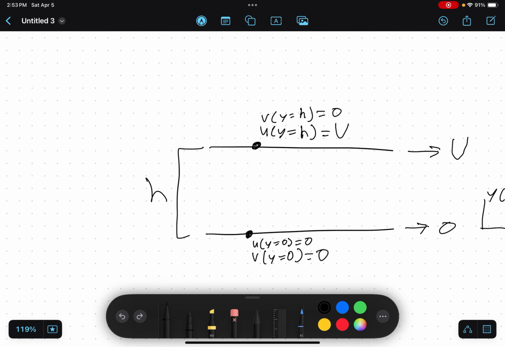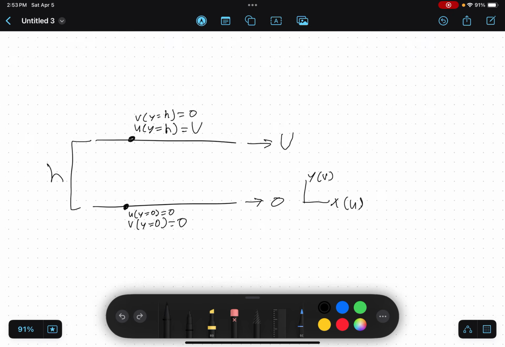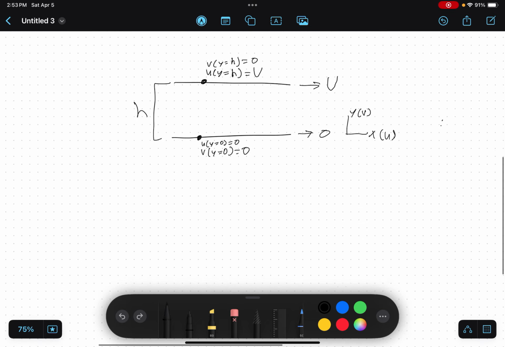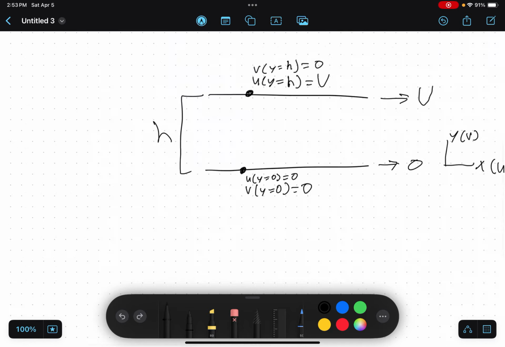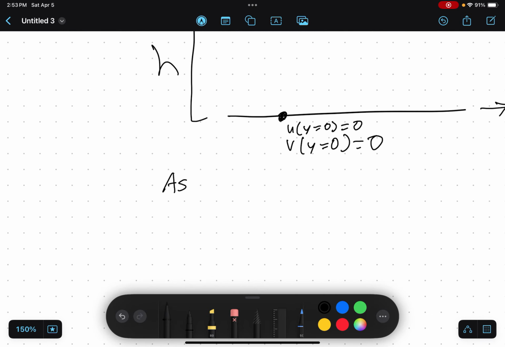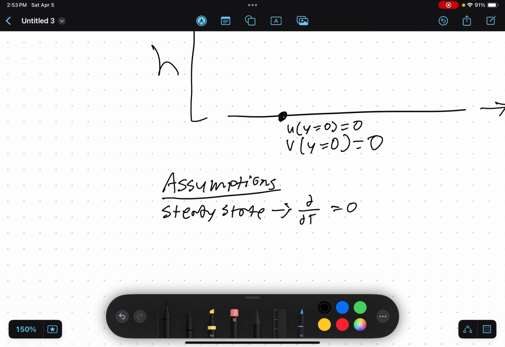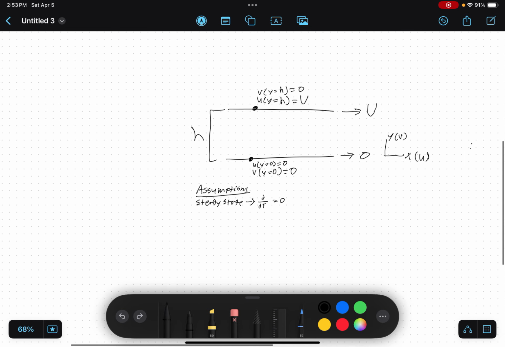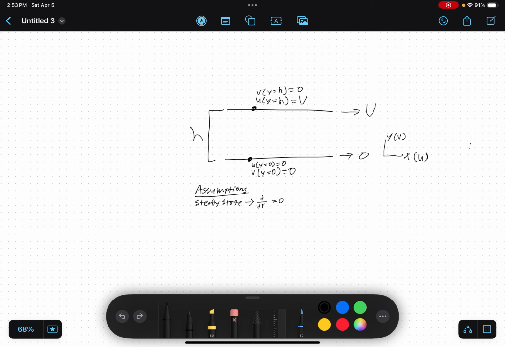Now let's talk through the assumptions. I definitely want to do the math below. So let's go through assumptions. Let's assume it's steady state. That means that the derivative of anything with respect to time equals 0. So it's not changing with time. Flow has been going through here for years, and it will go through here for years.